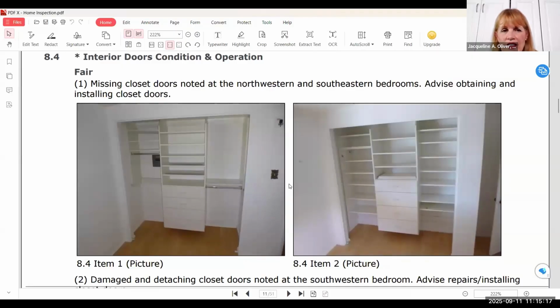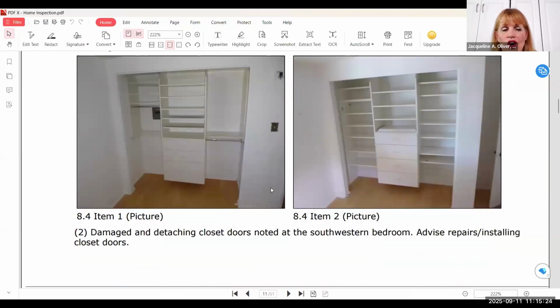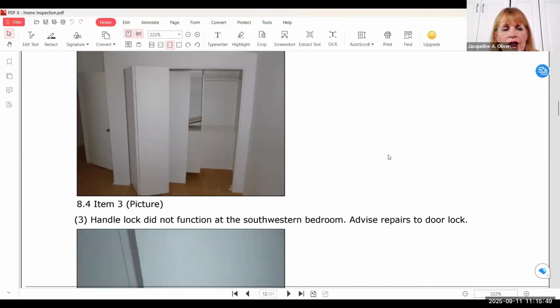Interior doors, there's no closet doors, and some of them have closet doors, but it actually says to install closet doors, which was done. Mirrored closet doors were added to this. But what's interesting about these closets is there are divisions where you can put shoes and hang clothes, and store your dresser drawers and stuff like that, which is kind of nice to have.